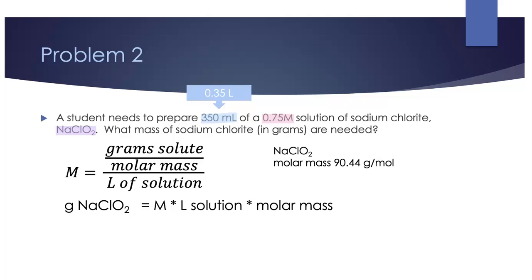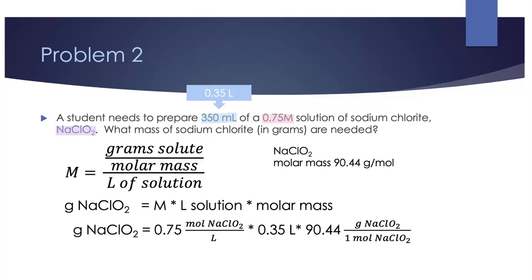We can substitute that into our equation. So we know the molarity, we know the volume, we know the molar mass. We multiply that out and we get an answer. On our calculator, it says 23.7405 grams.